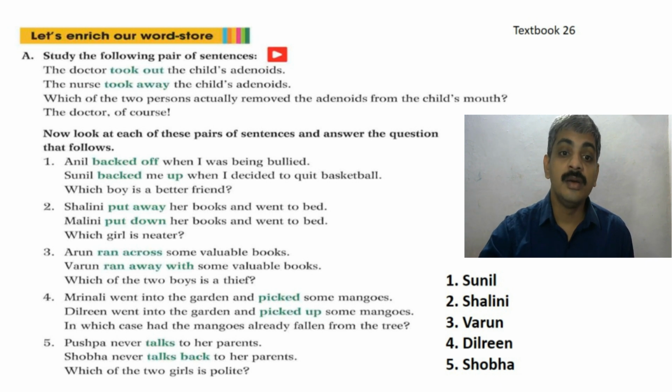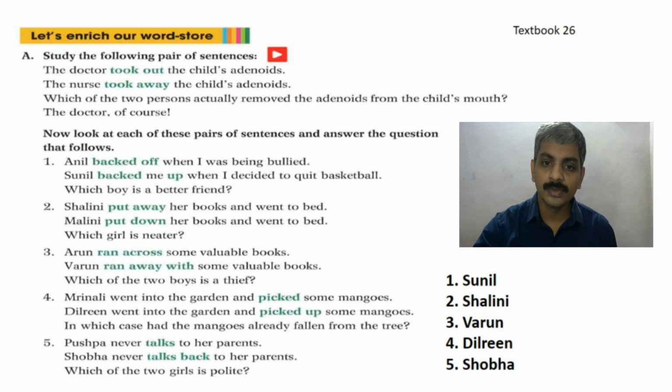Varun. Dilreen went into the garden and picked some mangoes. Dilreen went into the garden and picked up some mangoes. Picked some mangoes and picked up some mangoes, but there is a difference. In which case had the mangoes already fallen from the tree? Again we got confused. But I shall tell you the answer. Dilreen. How does it come?